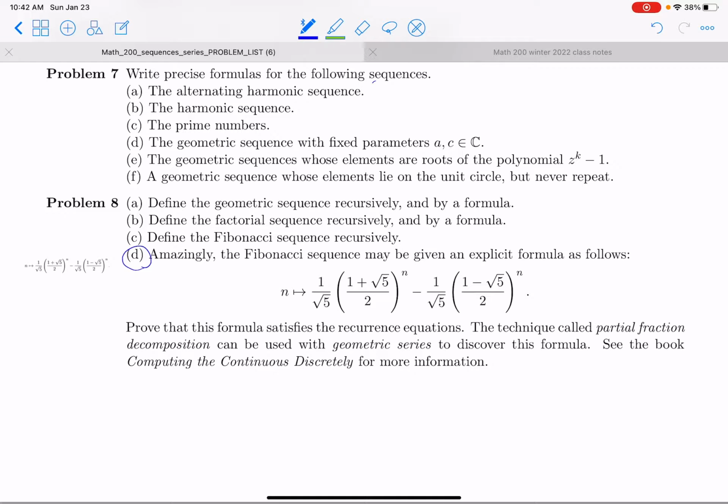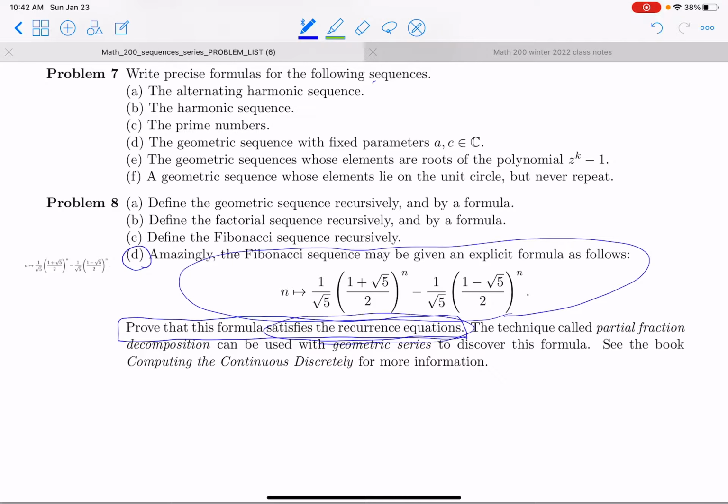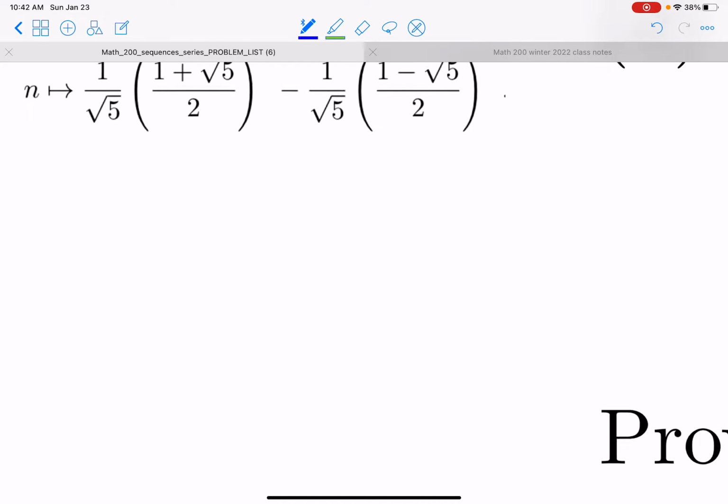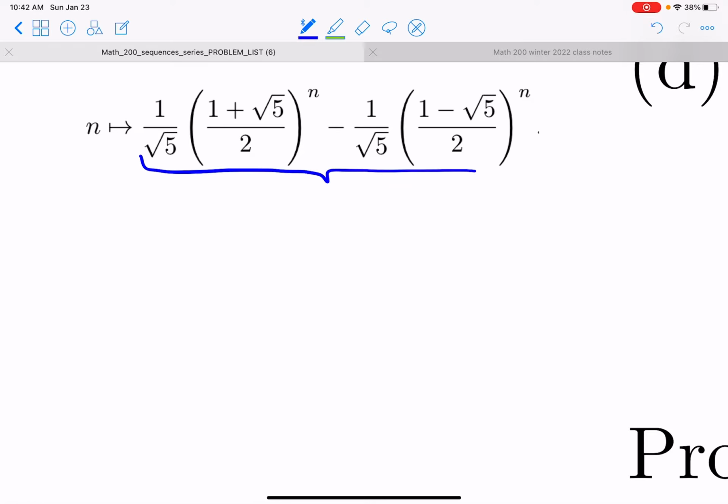Part D. So first it just gives an amazing formula, and then it says, please prove that this formula satisfies the recurrence equations. So the hard part of this problem is, what does that mean? What do I have to prove? Well, to satisfy the recurrence equations of the Fibonacci sequence means that, let's call this number z sub n, the recurrence equation for the Fibonacci sequence is this equation. Every number is the sum of the previous two.